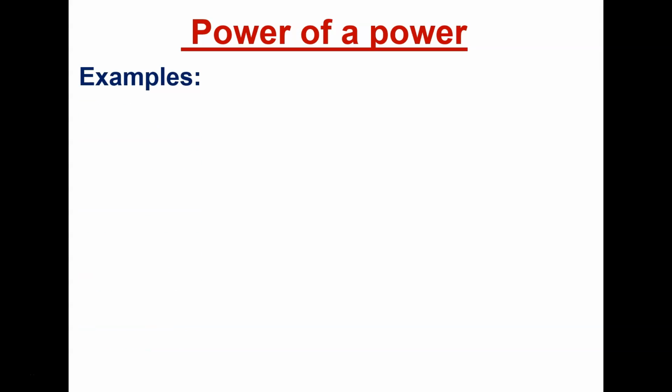As usual, I'm going to start with examples. What do I mean by a power of a power? Suppose that you have, let's take a very easy one, x to the power of 2, all of them to the power of 3. This is a power of a power. Let us do this. As we know, x to the power of 2, 3 lots, is the same as x to the power of 2 times x to the power of 2 times x to the power of 2. That is what it is.